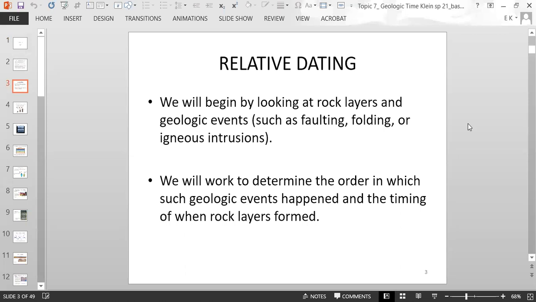We will begin by looking at rock layers and geologic events such as faulting, folding, or igneous intrusions. We will work to determine the order in which such geologic events happened and the timing of when rock layers formed.